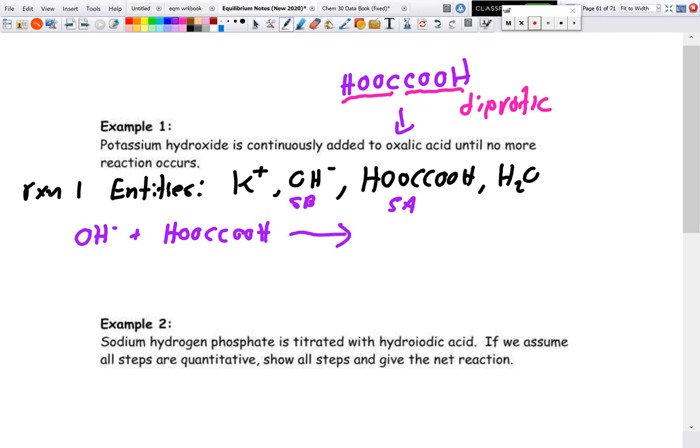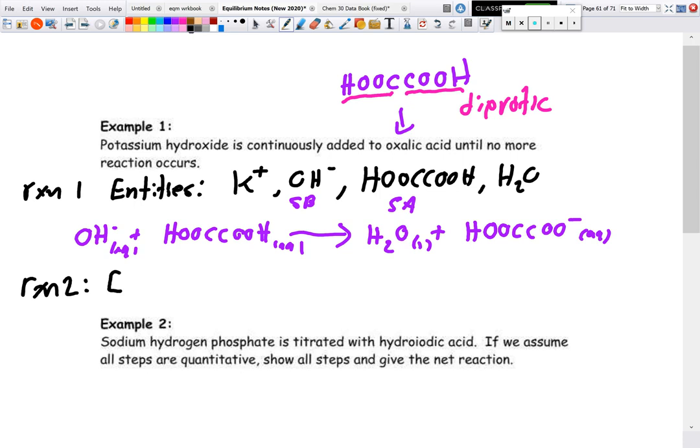So our first reaction is we get our base plus our oxalic acid. We get a transfer of 1 proton. Now, just like before, we're going to assume that it's quantitative because we don't want to have this in equilibrium. We want all of that first hydrogen to be completely transferred from the oxalic acid. And our first reaction will look something like this using our 5-step method. Now, once this reaction's done, there's no more oxalic acid. We have our hydrogen oxalate.